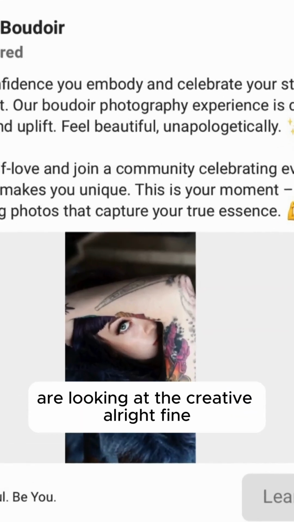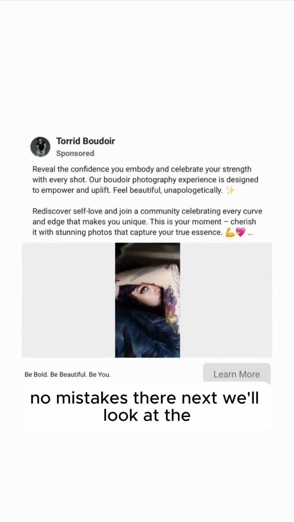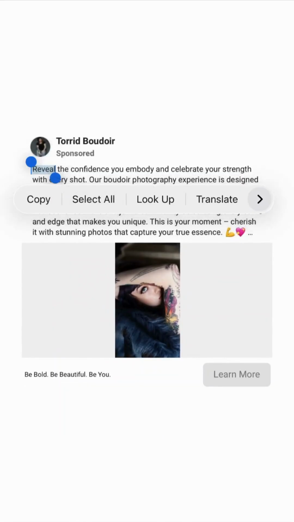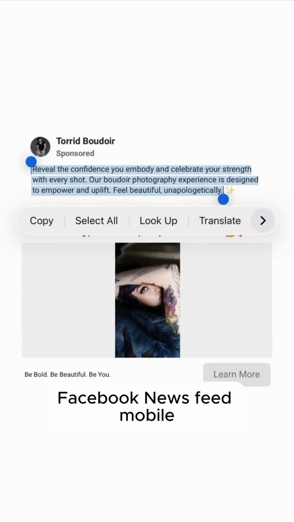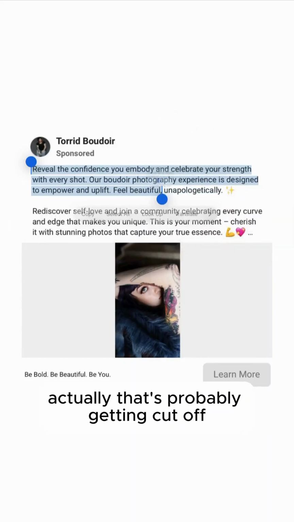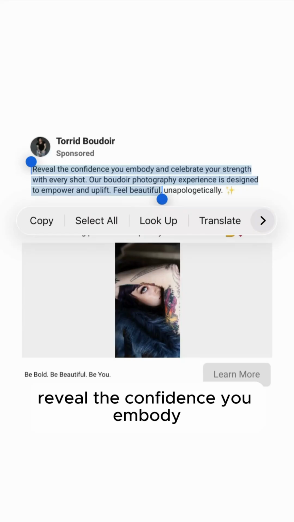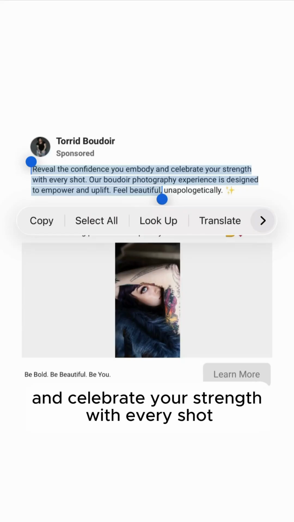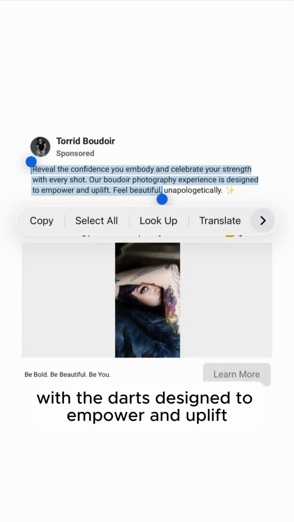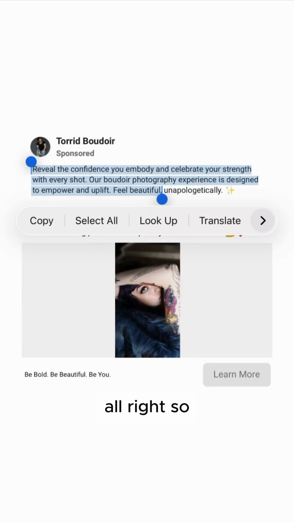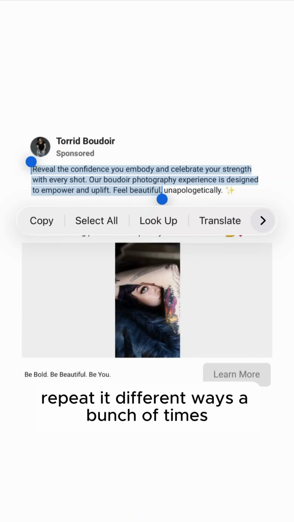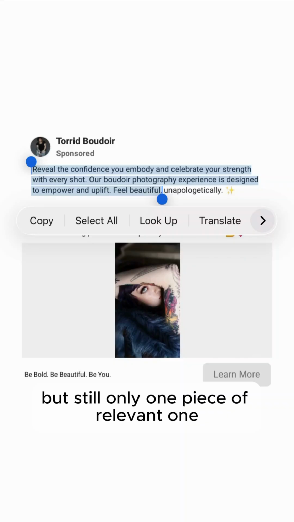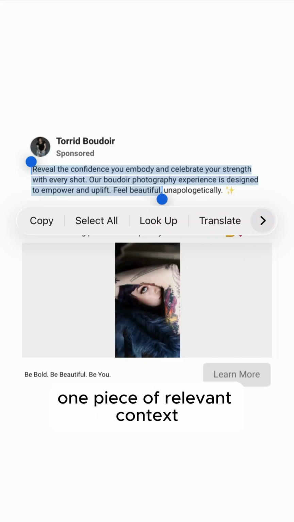All right, looking at the creative. All right, fine, no mistakes there. Next, we'll look at the see more headline, first 2 3/4 lines, Facebook newsfeed mobile. Actually, that's probably getting cut off. Reveal the confidence you embody and celebrate your strength with every shot. Or with left touch designed to empower and uplift. All right, so yeah, we only got one type of specific context here. Repeated different ways a bunch of times, but it's still only one piece of relevant context.